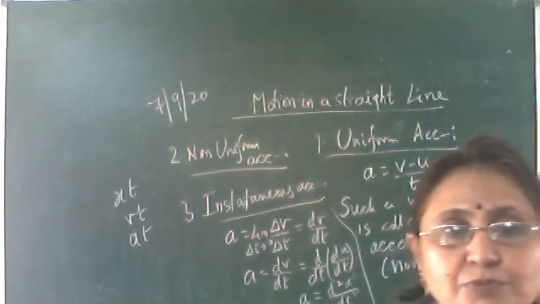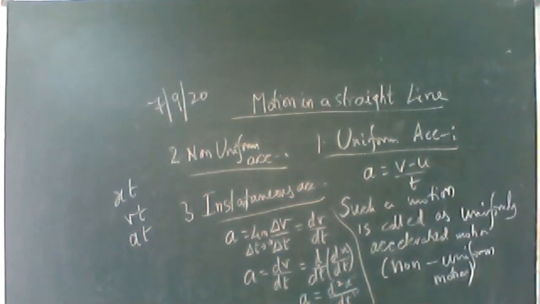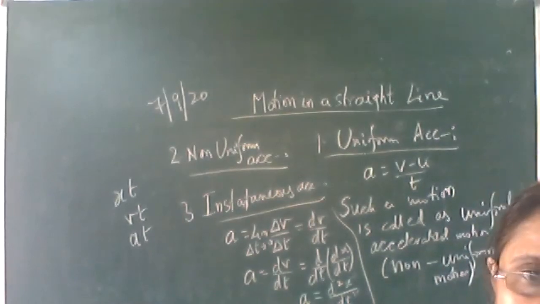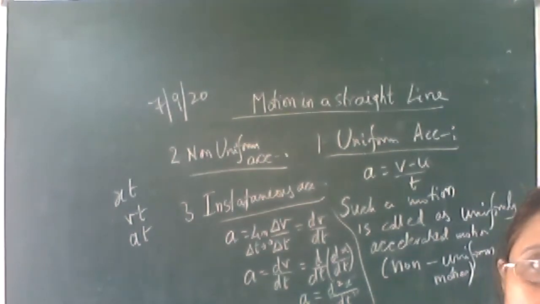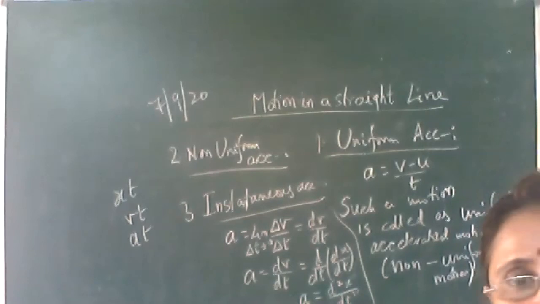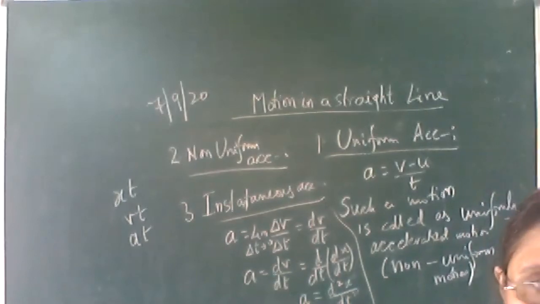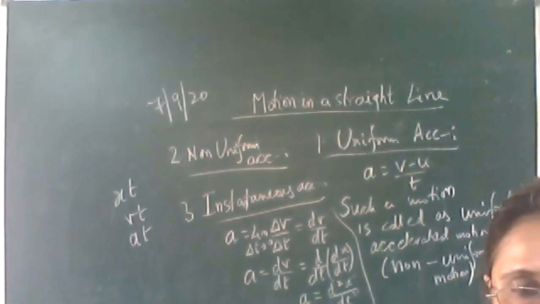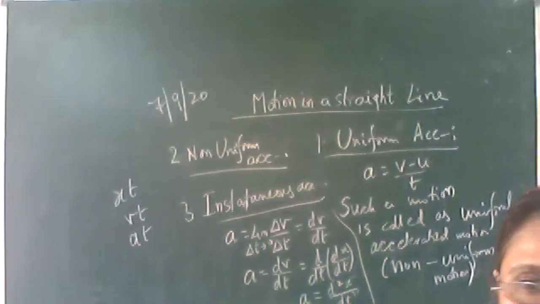What are the various types of motions we have studied? Uniform motion is the motion in which the body covers equal distances in equal intervals of time. Non-uniform motion is that in which the body covers unequal distances in equal intervals of time. Examples of non-uniform motion are uniformly accelerated motion and non-uniformly accelerated motion. So we'll see the shape of the xt, vt, and acceleration time graphs for various types of motions.